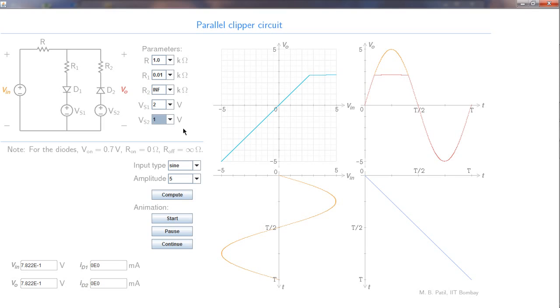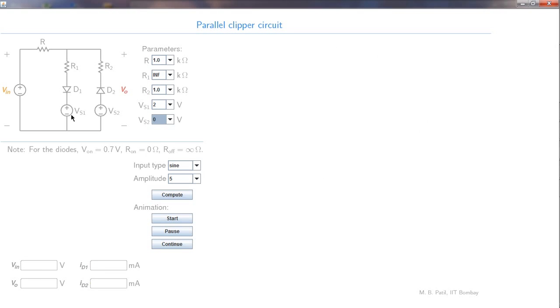Let us do another experiment. Let us now keep this branch and remove this branch from the circuit. So let us make R1 equal to infinity and R2 equal to 1K to begin with. Vs1 does not matter anymore because this is an open circuit, and Vs2 could be 0 volts first. We can change it later. Now what do we expect to happen? So this branch is not there and Vs2 is 0, so therefore this is a short circuit.